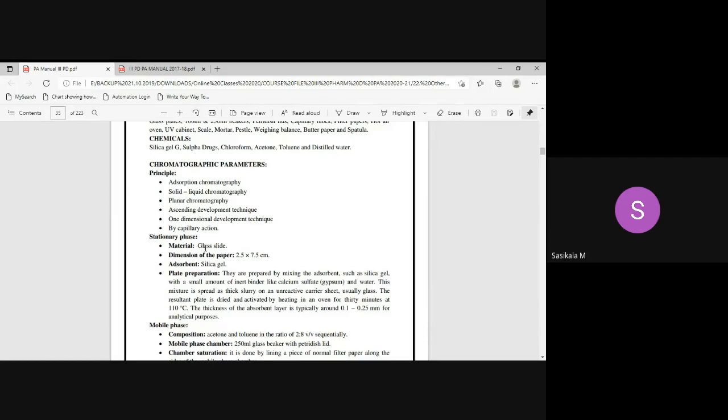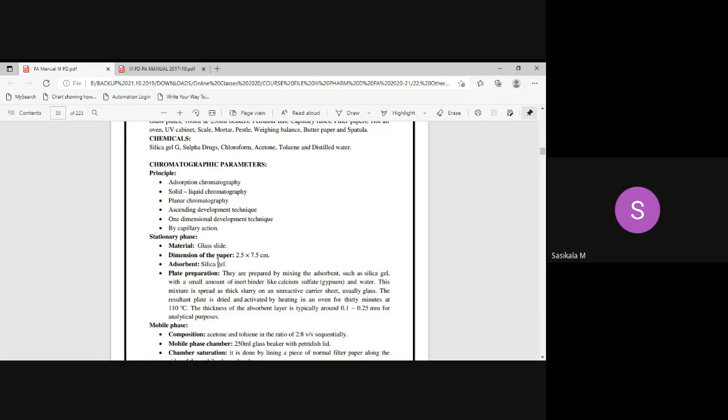Even glass plates are used with ideal dimensions. You know the ideal dimensions of the plates are 20 into 20, 10 into 10, 20 into 10, 10 into 5, like that. So when you choose glass plates, you can use ideal dimensions. For laboratory purposes, we always prefer microscopic slides, glass slides.